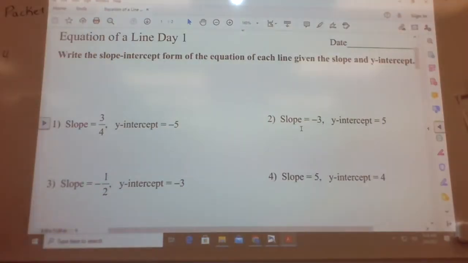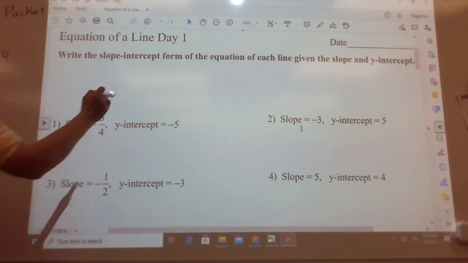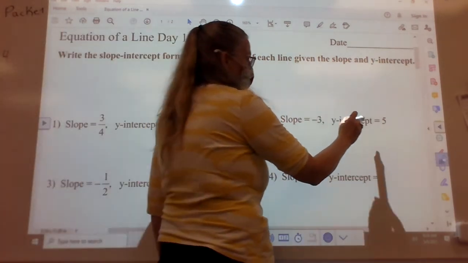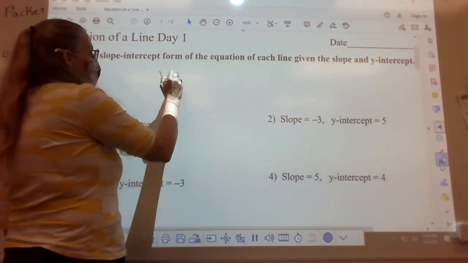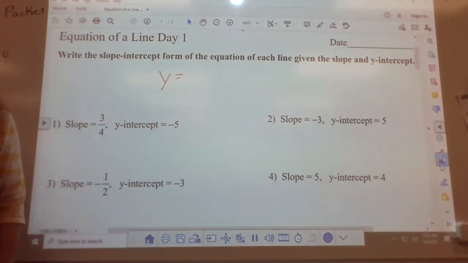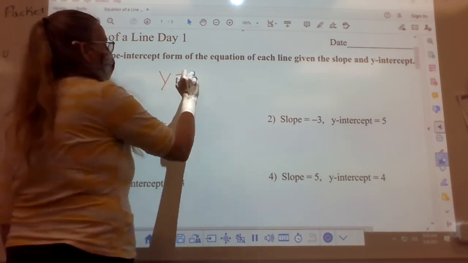Today, all the problems we're doing, we're focusing on slope-intercept form of the equation. We're turning everything into slope-intercept. Does anybody happen to remember what the slope-intercept form of the equation is? Y equals, I think I heard it, mx plus b.